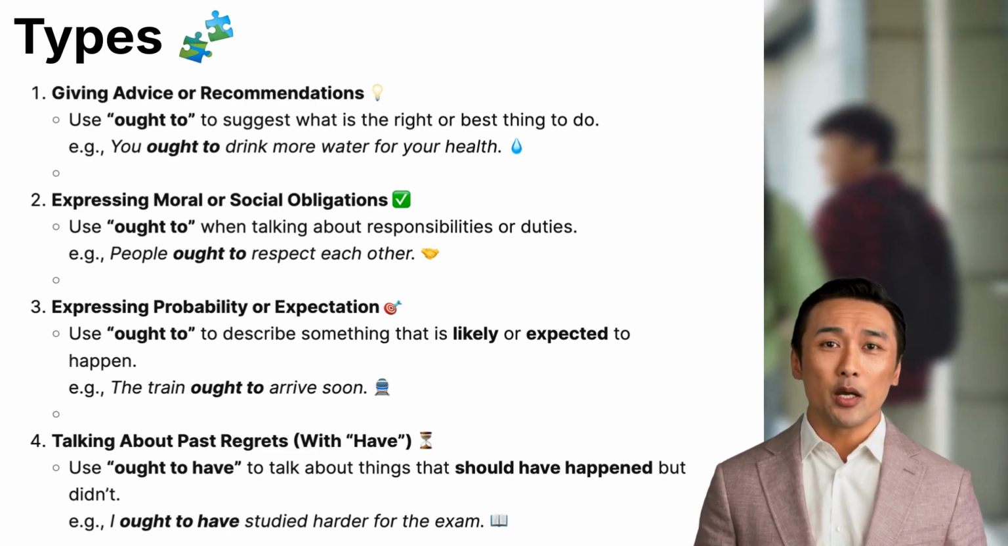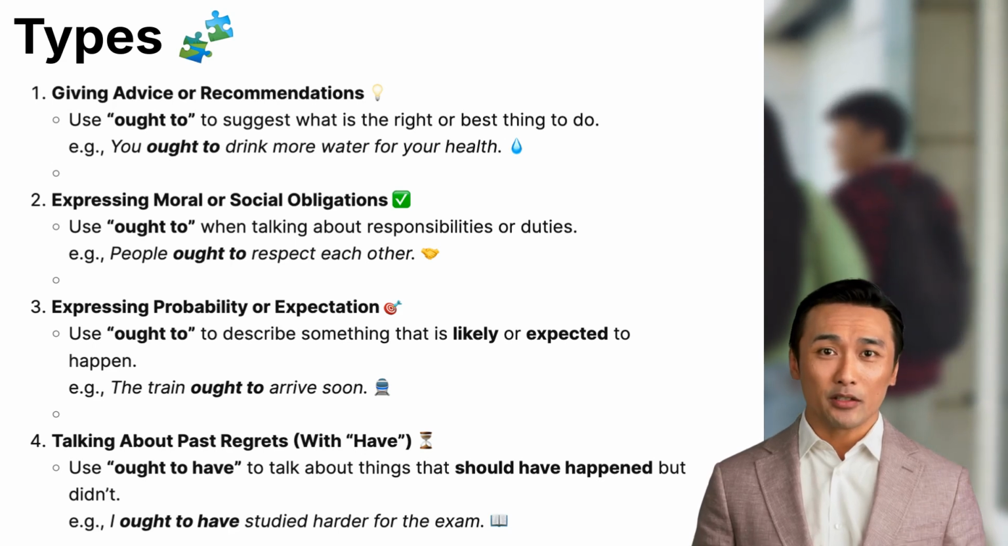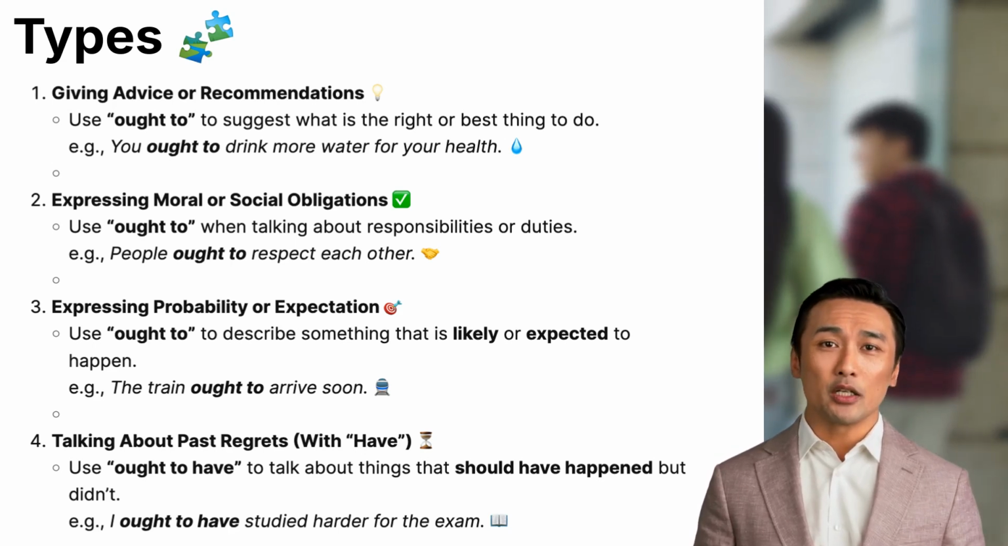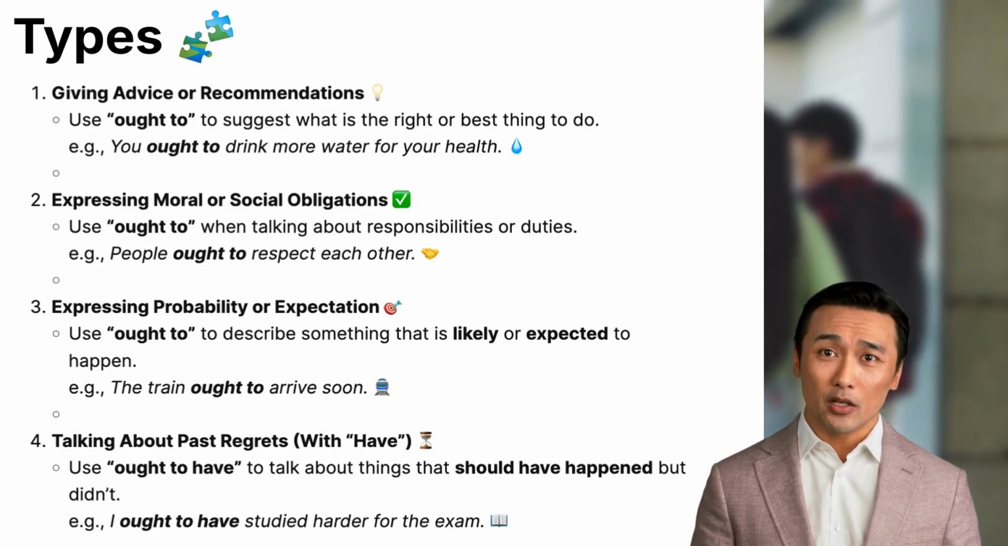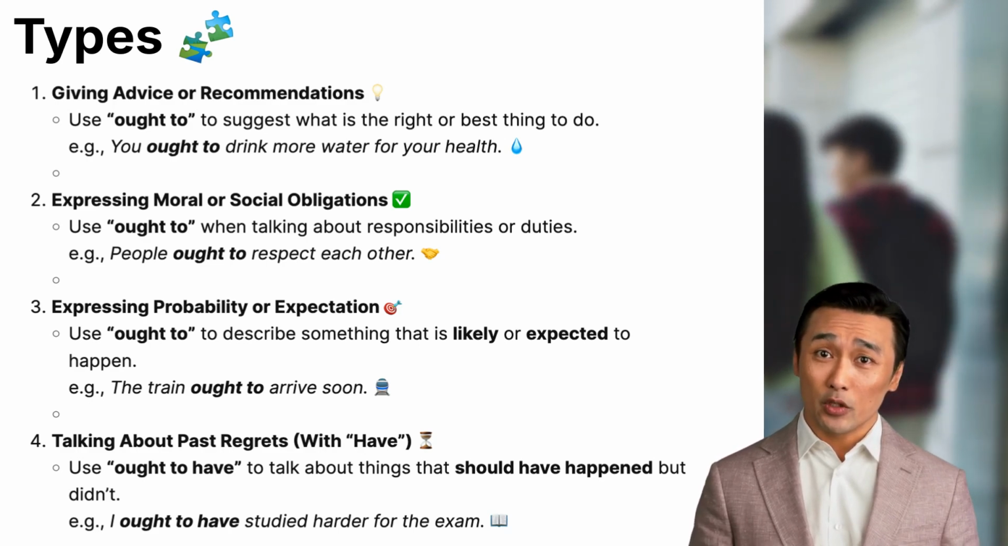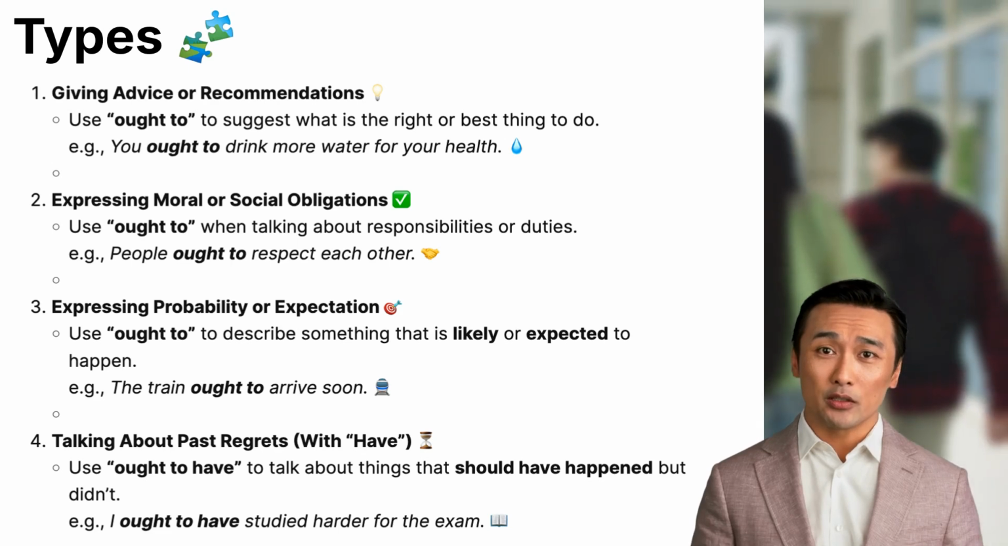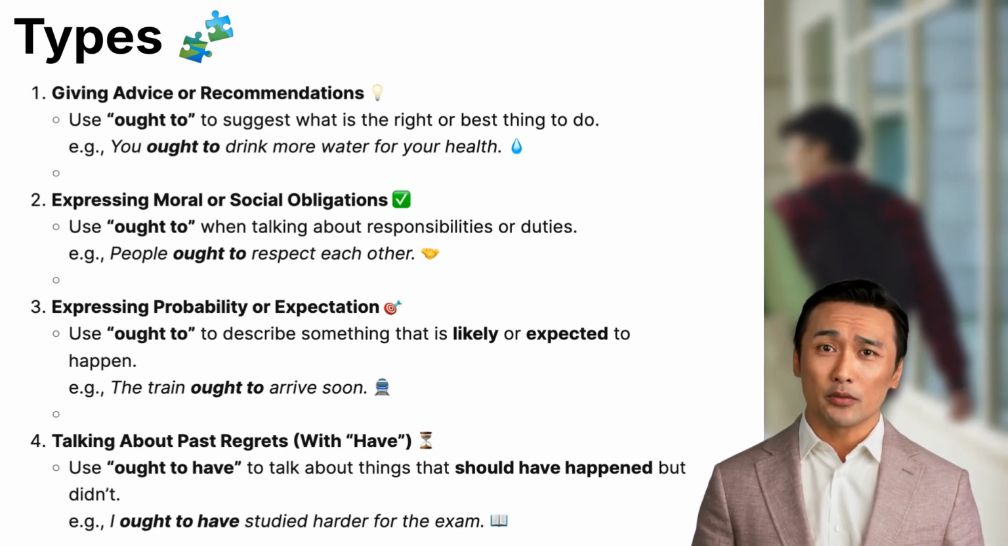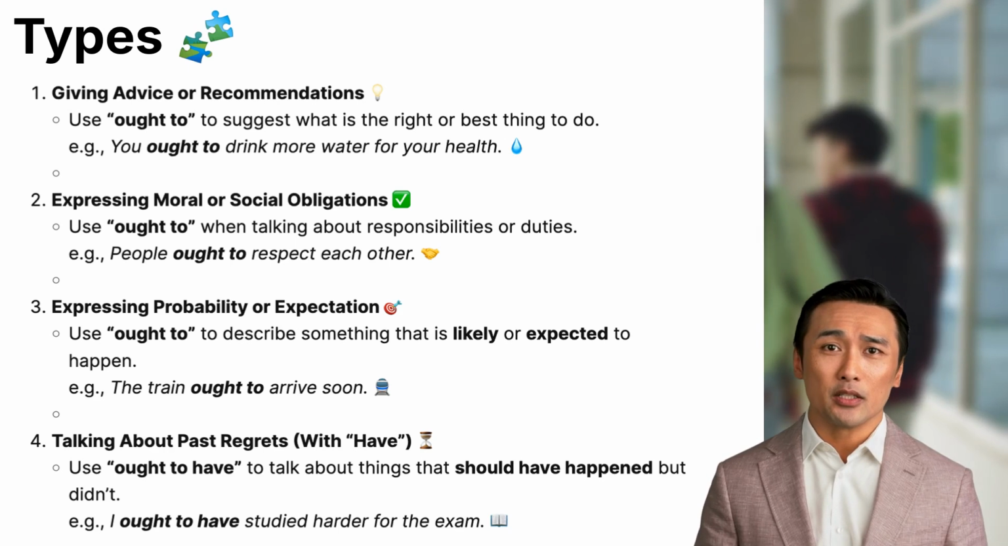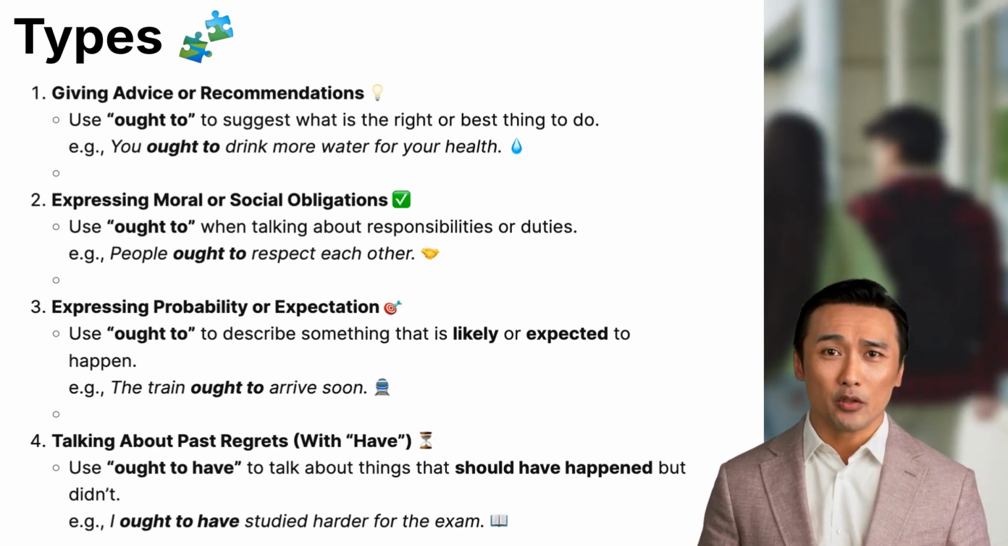4. Talking about past regrets with have. Use ought to have when talking about things that should have happened in the past but didn't. This is useful for expressing regret or missed opportunities. Example: I ought to have studied harder for the exam. This means I didn't study enough and now I regret it.